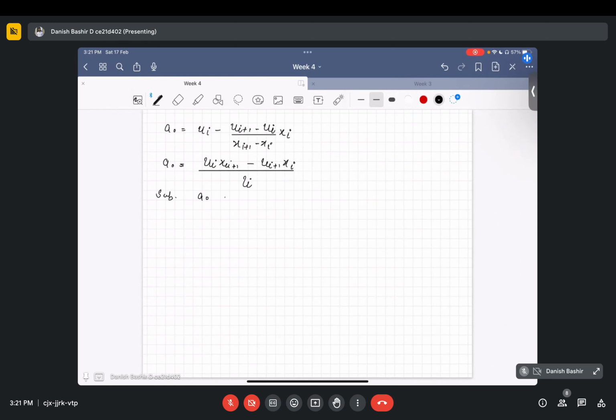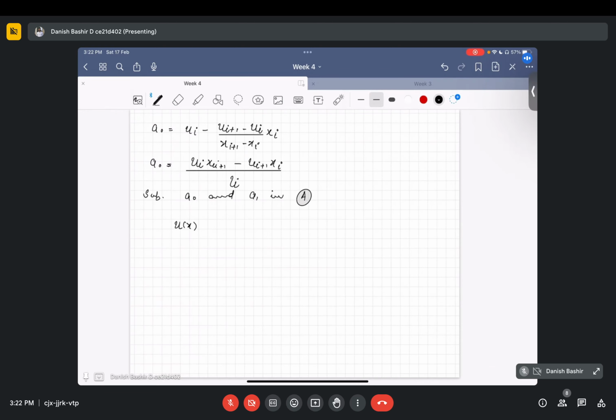Substituting a naught and a1 in equation A, we will get the total trial solution that we assumed, u of x equal to, I will write the general form like this: (xi plus 1 minus x) divided by li times ui plus (minus xi plus x) divided by li times ui plus 1.